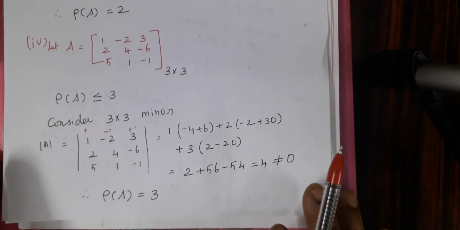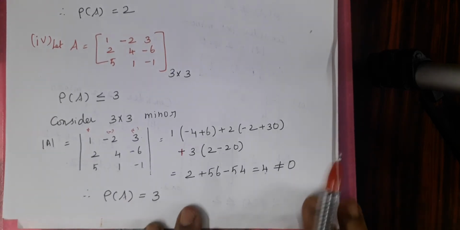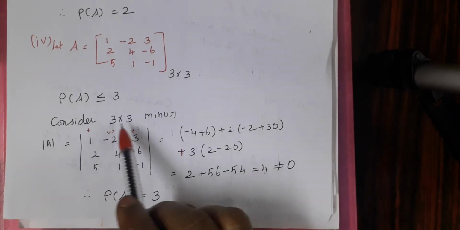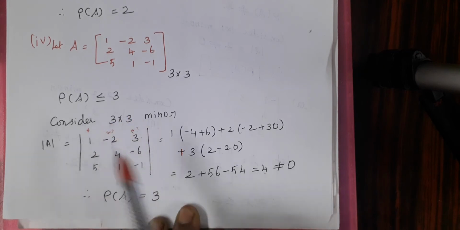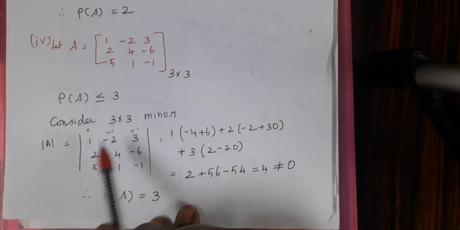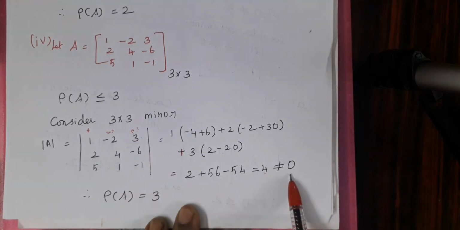So this value is not equal to 0. Therefore, if the determinant value is not equal to 0, the rank is nothing but what? 3. Because we consider the 3 by 3 minor, and that determinant value is not equal to 0. Therefore, the rank is 3. Whichever minor we consider, if that value is not equal to 0, that is the rank for you. This is the fourth subdivision.